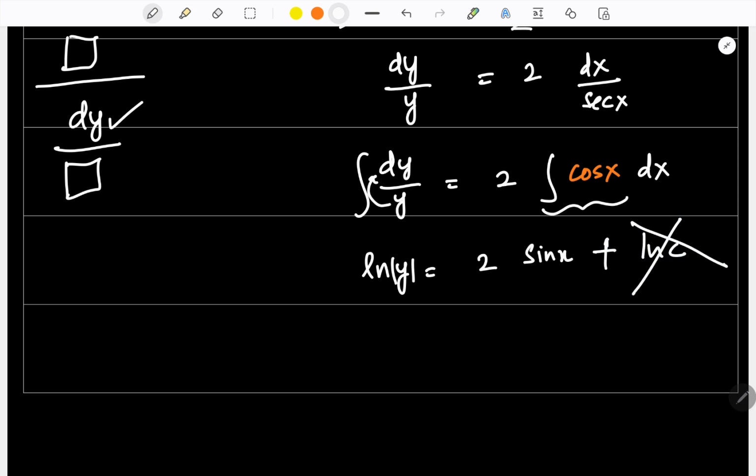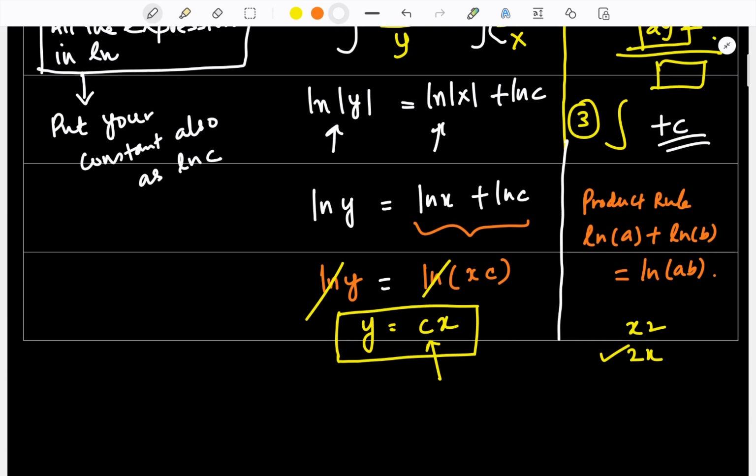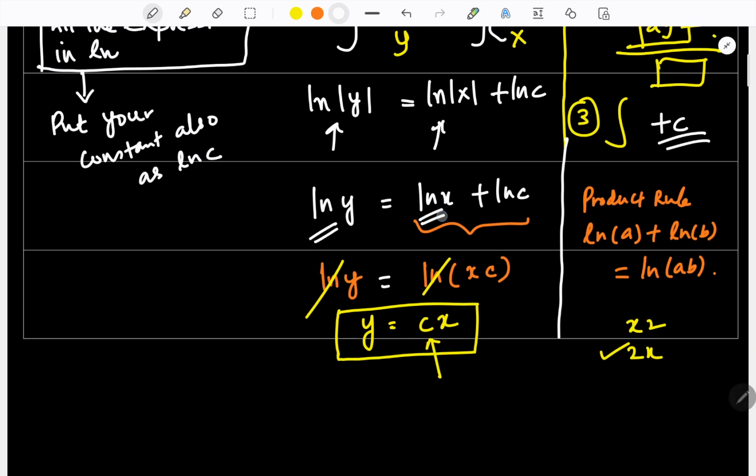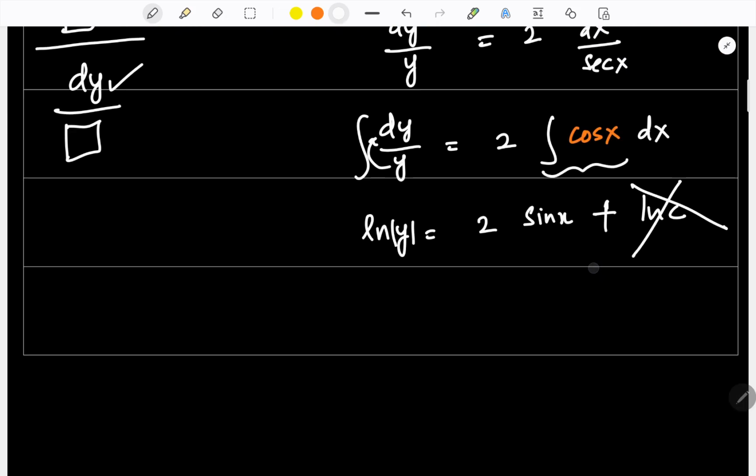Keep in your mind. Why? What did I say with the previous questions? The previous question I said all the equations are in ln, so the constant is going to become ln c. But here you look at the solutions. One is in ln, but this is not in ln. So you should not write ln. You should write just only plus c. So this equals ln y is equal to 2 sine x plus integrating constant c.